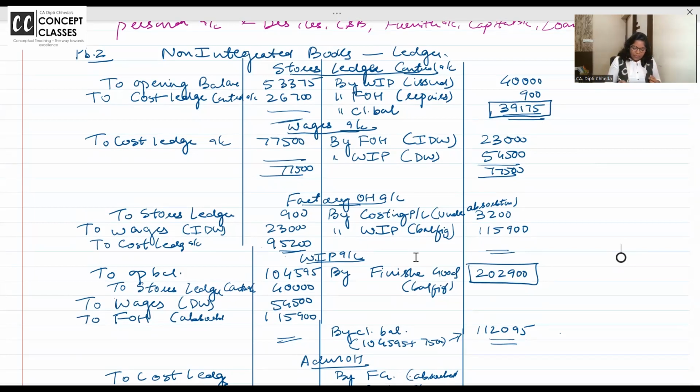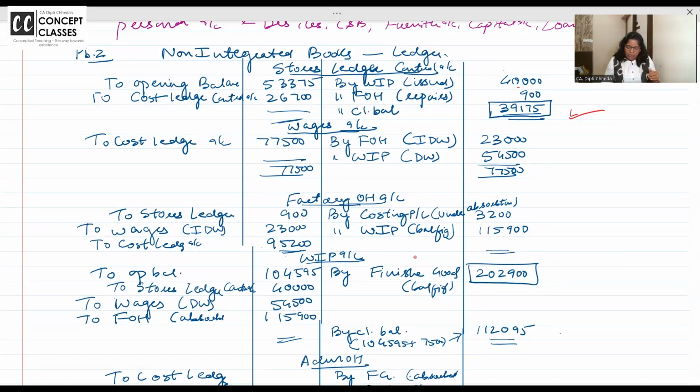Chalo. Now, stores ledger is like your raw material control account. So it has an opening balance. Then purchases: stores ledger debit to GLA or cost ledger control account. Now, whatever raw material you have issued for production will go directly to work in progress. Whatever raw material you have issued for repairs and all, it will go where? To factory overhead. I'll write it on the side so that it's not disturbed later. And next is closing balance, which you will get as the balancing figure.